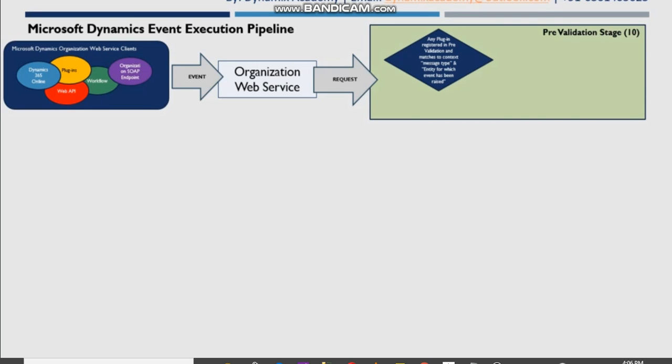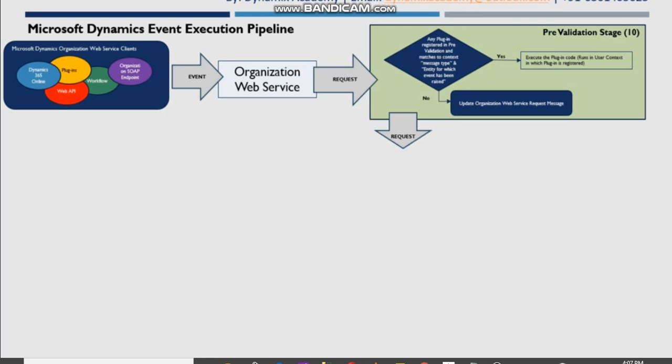If the server does not find any such plugins, then it will update the Organization Web Service request message and pass that updated request message to the next stage. But let us suppose there are plugins registered that match the message type and entity for which the event has been raised, then it will first execute that plugin code under the user context for which the plugin is registered, and after its execution is completed, then again it will update the Organization Web Service request message, and that updated request message will be passed on to the next stage.